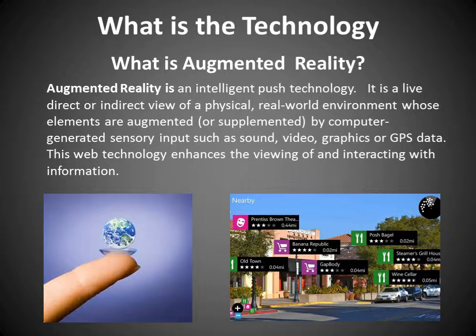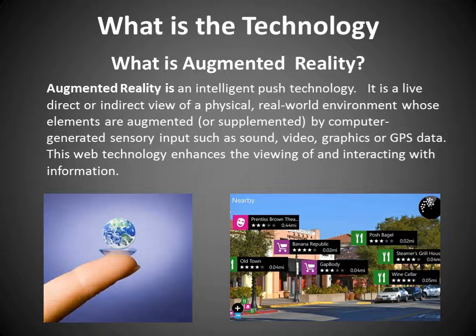Augmented reality is an intelligent push technology. It is a live, direct, or indirect view of a physical, real-world environment whose elements are augmented or supplemented by computer-generated sensory input such as sound, video, graphics, or GPS data.